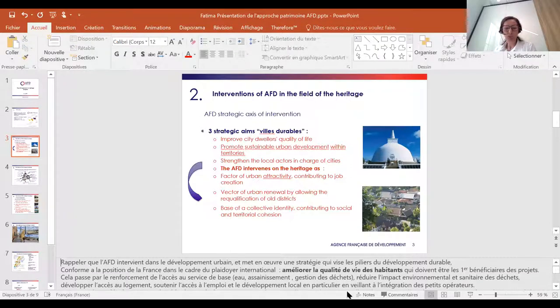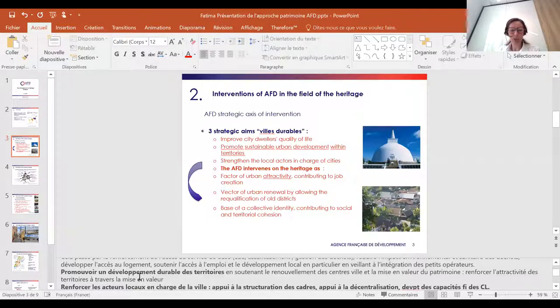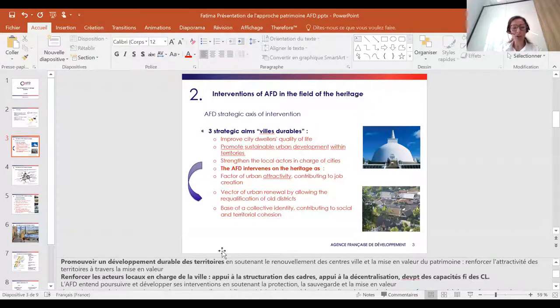On a aussi un objectif de réduction de l'impact environnemental et sanitaire, notamment des déchets solides en ville. Le développement de l'accès au logement, le soutien à l'emploi et le développement local en particulier, en veillant à l'intégration des petits opérateurs. Le deuxième objectif stratégique de la ville durable, c'est la promotion du développement durable des territoires, en particulier en soutenant le renouvellement des centres-villes et la mise en valeur du patrimoine, qui doit être un facteur d'attractivité des territoires.